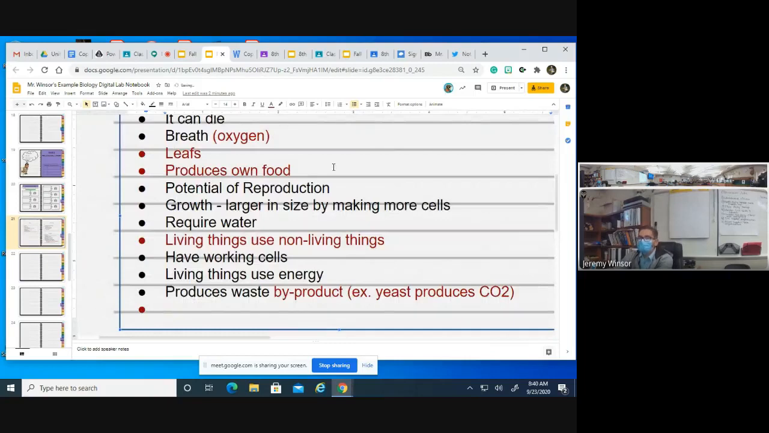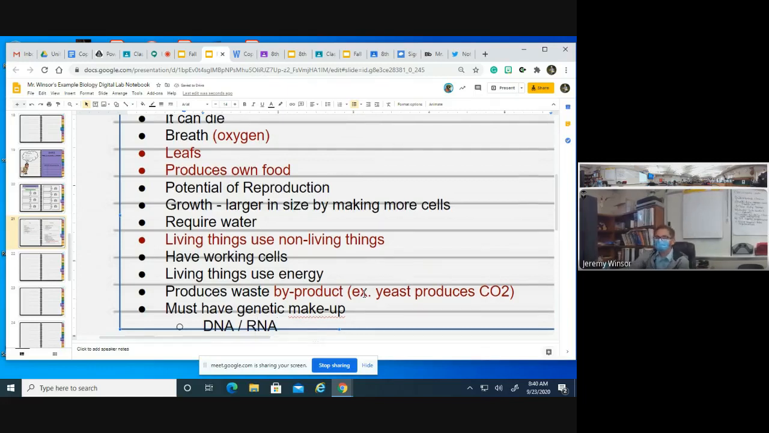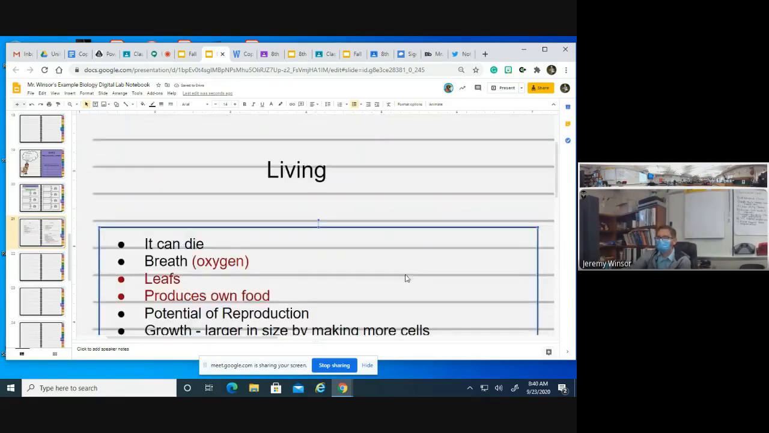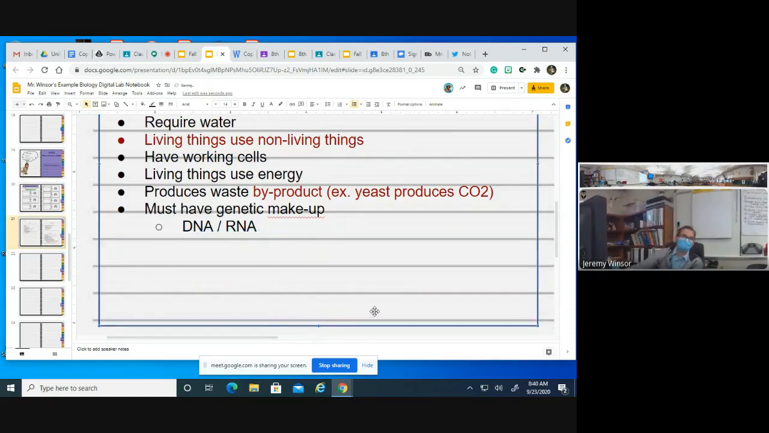And so we're saying must have genetic makeup, and we said DNA/RNA. Can we all agree upon that? Are we okay with genetic makeup, DNA, RNA, in all living things?